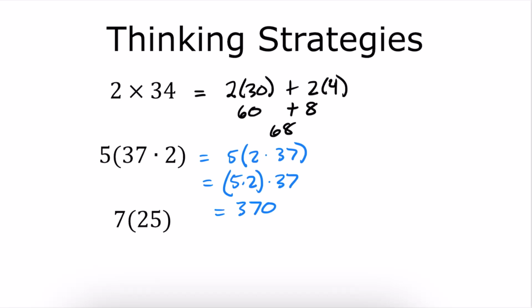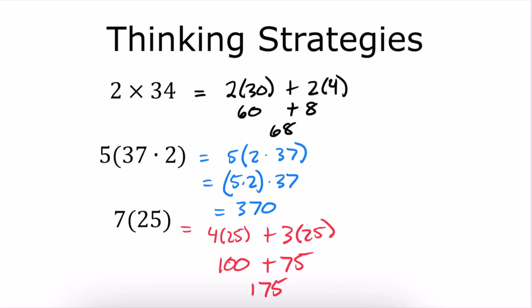And if you had a problem like 7 times 25, you might want to think about this as 4 copies of 25 plus 3 copies of 25, because 4 copies of 25 is just 100, and so that's an easier calculation to do than making 7 copies of 25. And then you can say, well, 3 copies of 25 is 75. And when you add those together, that gives you 175. And so that would be an application of the distributive property, because rather than making 7 copies of 25, you're going to make 4 copies and 3 copies of 25.